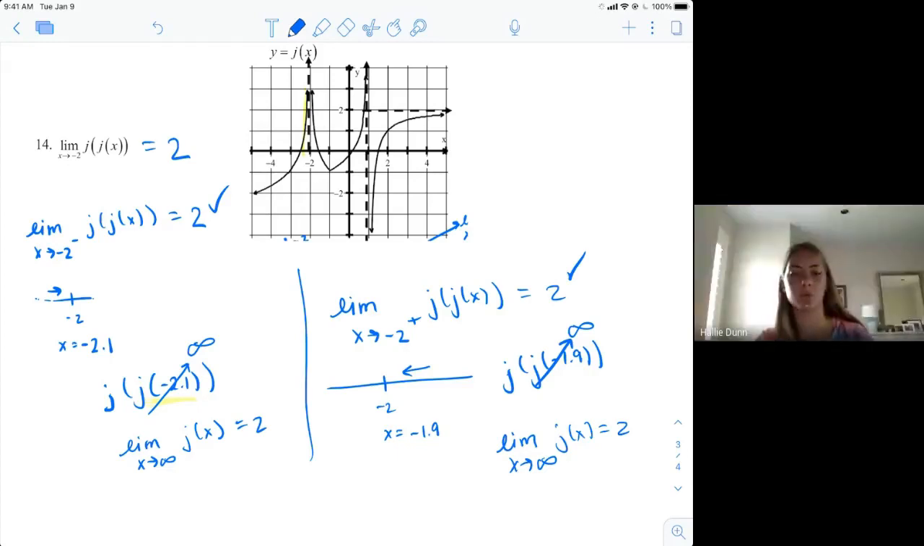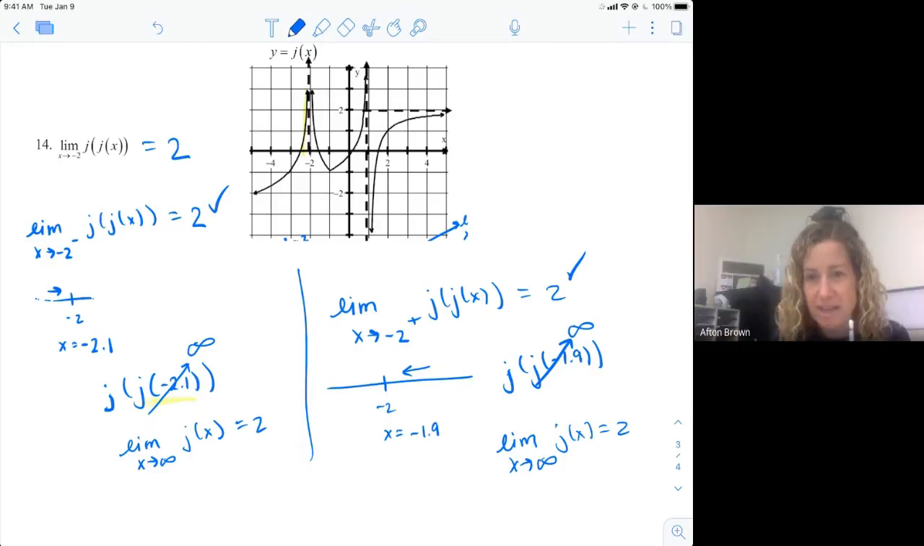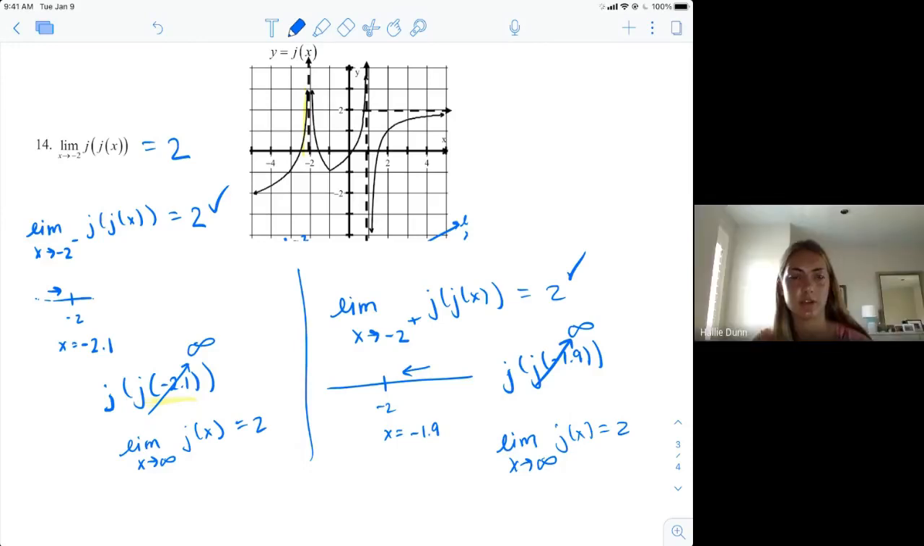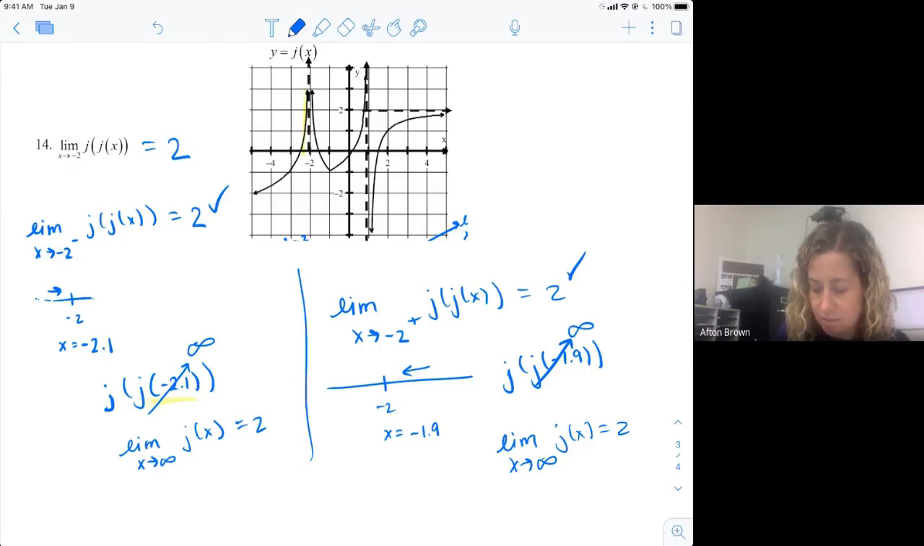Why wouldn't I have to do both sides for x? It can get a little confusing. I didn't have to on this one, because if I had looked at it, I could see that both sides were approaching the same thing. So I could have just said, oh, I can see both are going to infinity, so I could just plug in infinity for this piece and know that it's 2.